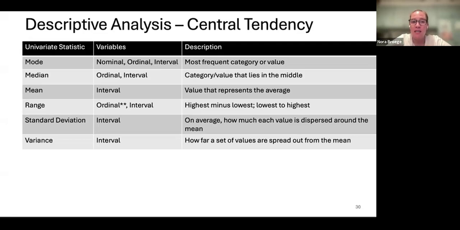Then there's the median. This is the category or value that lies in the middle. It can be calculated for ordinal and interval variables, because you need an order to determine what's in the middle. Then the mean is your average value. The range is simply the lowest to the highest. Sometimes it is reported as two values, and sometimes it is reported as a total.